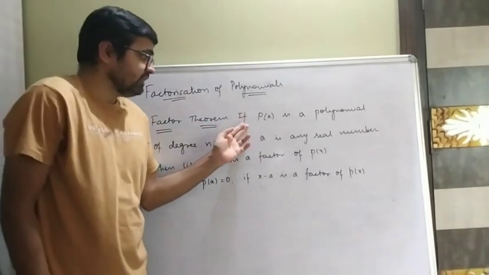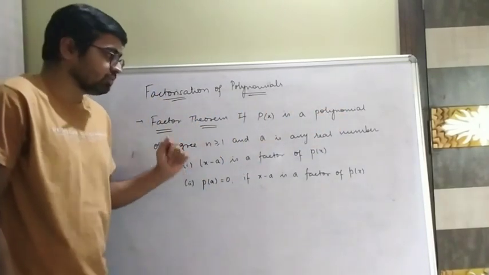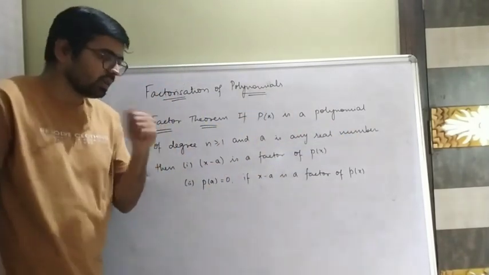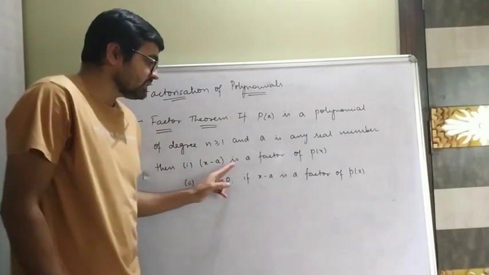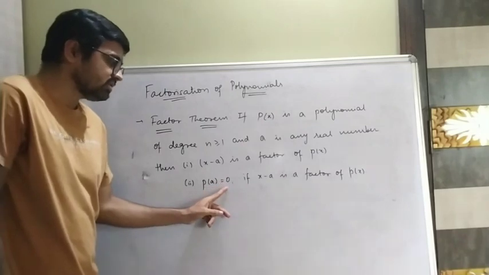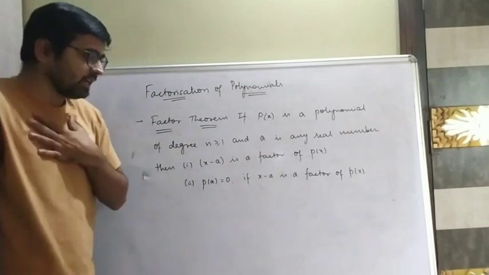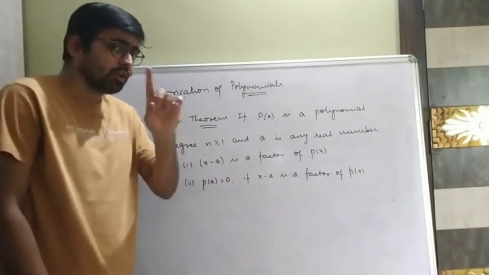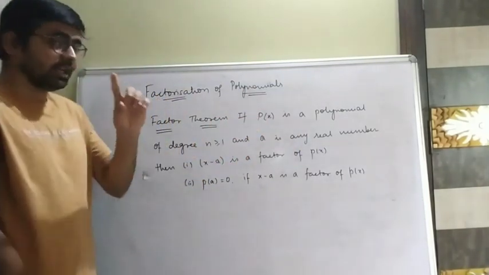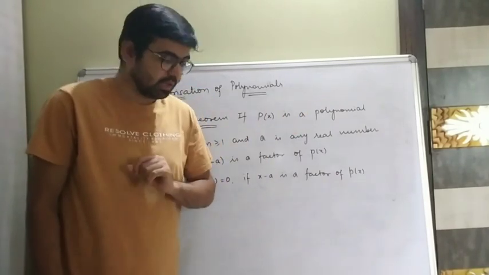The factor theorem says that if p of x is a polynomial of degree n greater than or equal to 1, and a is any real number, then we have two ways to understand this. First, x minus a is a factor of p of x if p of a equals 0, and second, p of a equals 0 if x minus a is a factor of p of x. You remember example number 10 we did in the previous class. In that problem, 2t plus 1 was a multiple of a given polynomial.